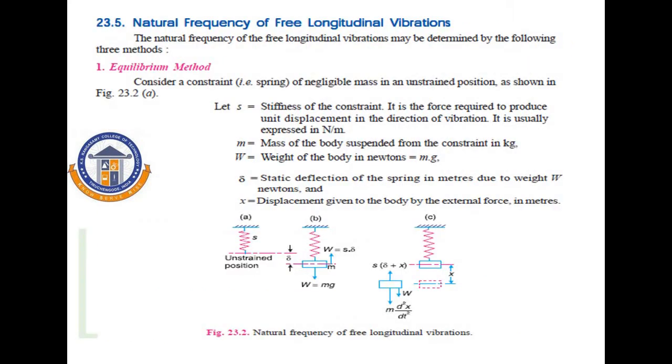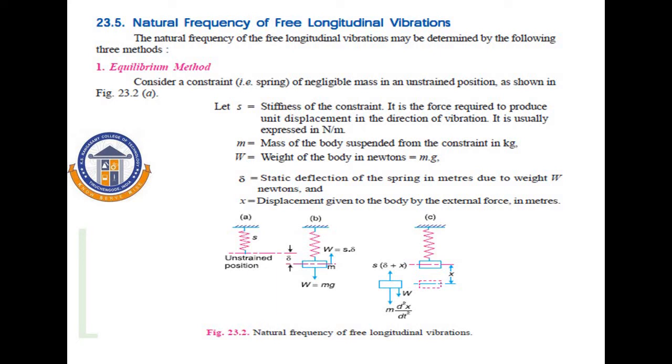Now the natural frequency of free longitudinal vibration. The natural frequency of free longitudinal vibration may be determined by the following three methods. The first method is the equilibrium method, where you consider a constraint or spring, one end of which is fixed and the other end is free. Its weight is negligible, and the unstrained position is shown in the figure.